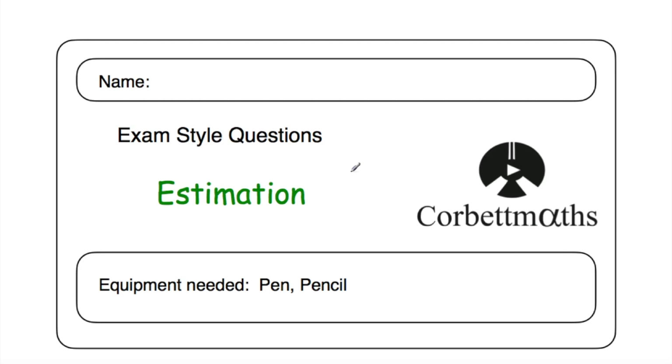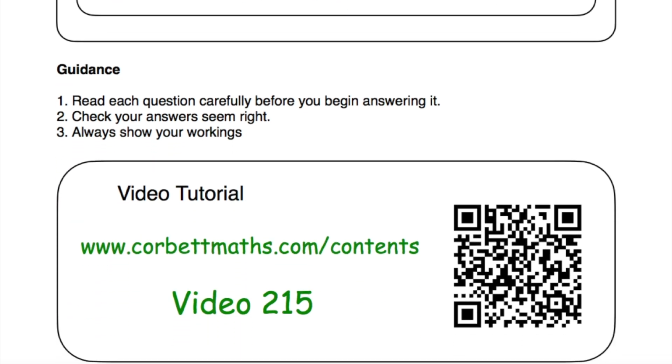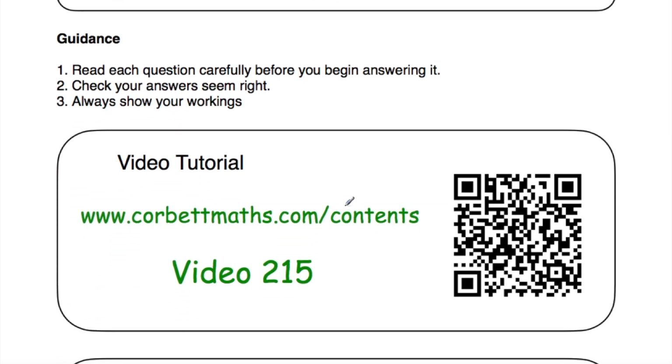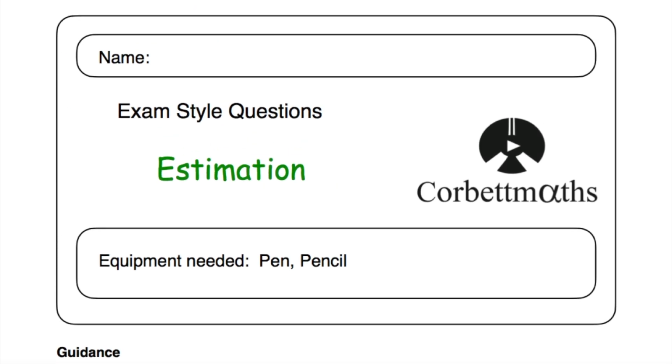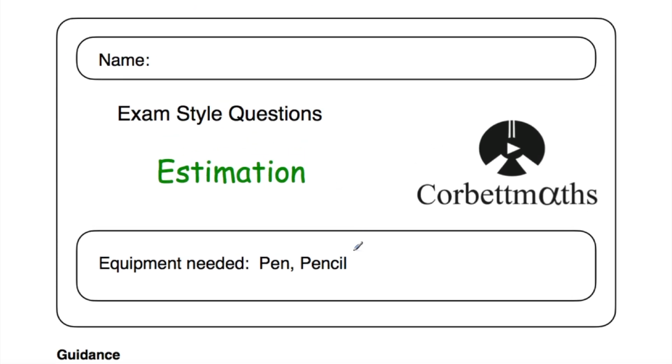In this video, we're going to look at the video solutions to the Corbettmaths Practice Questions on estimation. If you need any extra help on estimation, go to Corbettmaths and go to the Videos and Worksheets section and scroll down to video number 215, there's a dedicated video tutorial there on estimation. Alternatively, you can scan the QR code. But in this video, we're going to focus on the video solutions to practice questions, so let's get started.